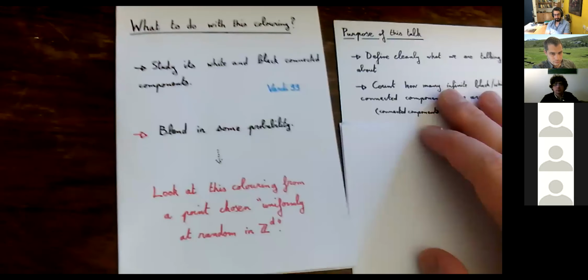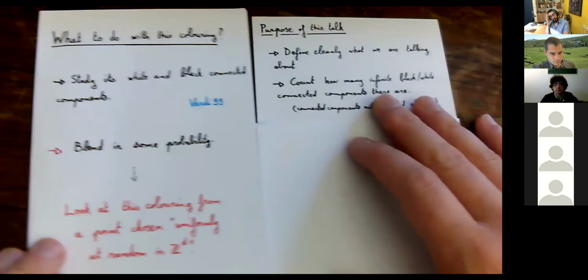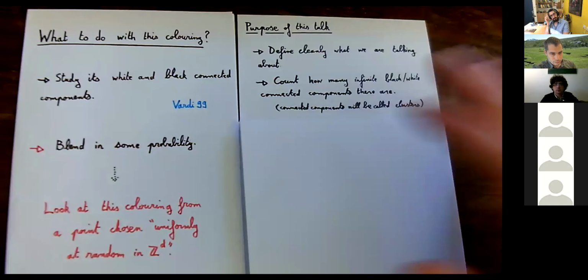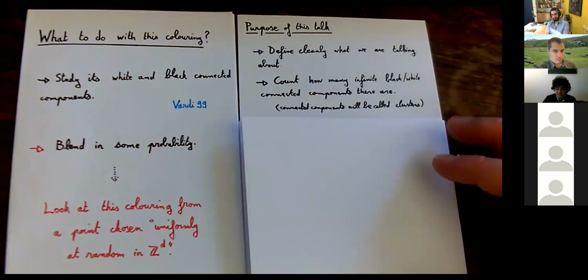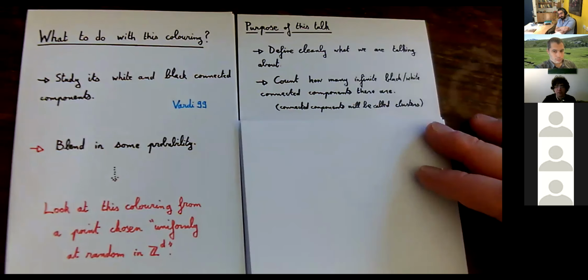So the purpose of this talk is to define cleanly what we are talking about, in particular to take care of these quotation marks about uniformly at random in Z^d, and then to count how many infinite black or white connected components there are in our random coloring. And the connected components will be called clusters, using the classical terminology in percolation theory.